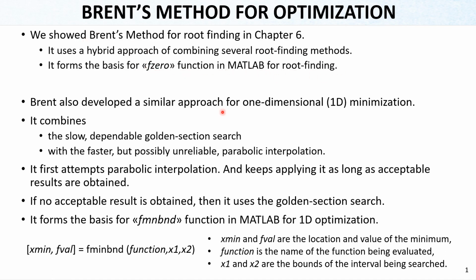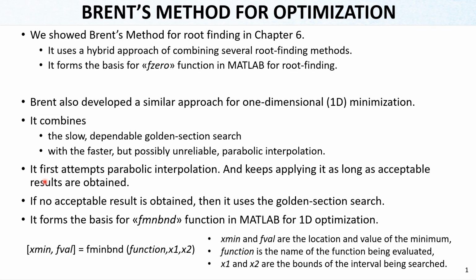for root finding. A similar approach is used for optimization within the bracketing methods for one-dimensional minimization, and it combines the slow, dependable golden section search with the faster but possibly unreliable parabolic interpolation. It is said to be unreliable because parabolic interpolation can diverge, but the golden section search converges, though it is not fast. But parabolic interpolation is fast.